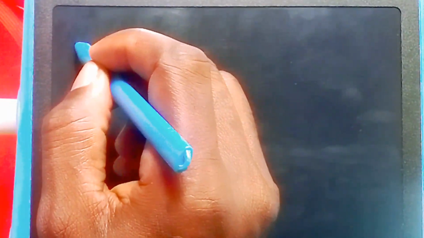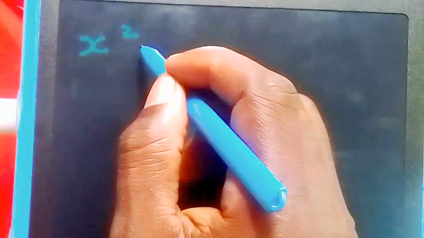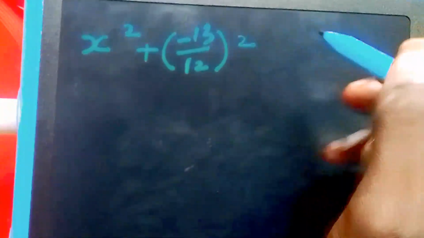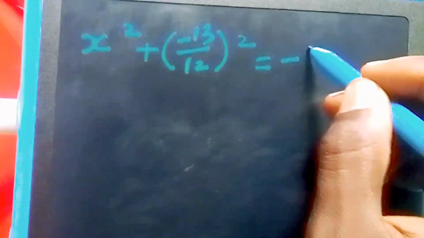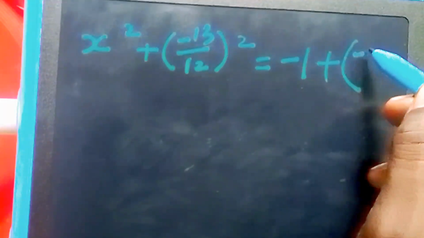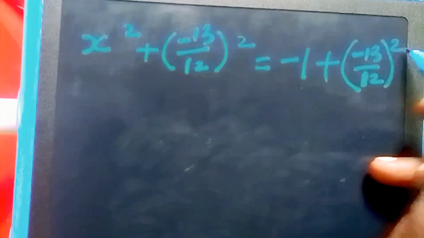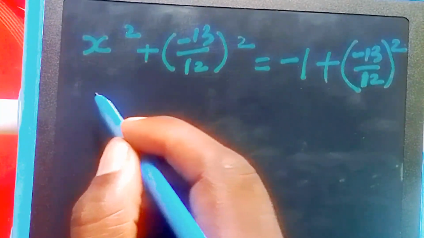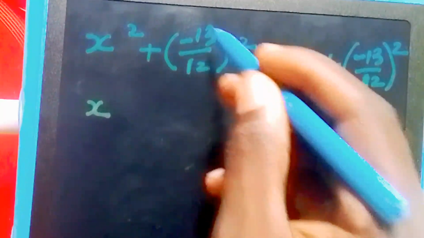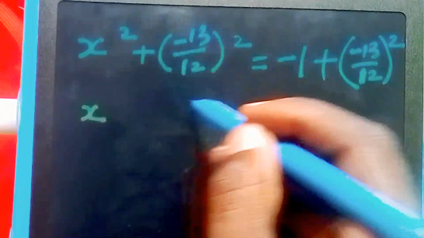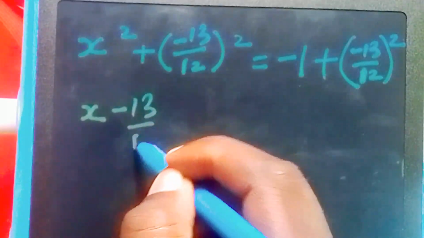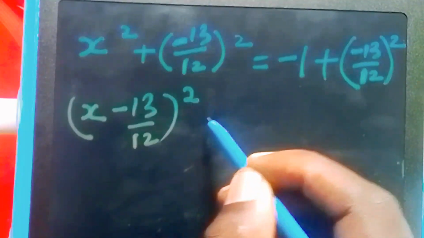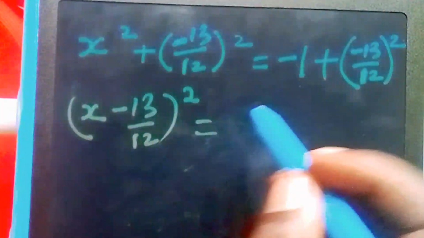So on the first side, we have x squared, and then we are going to add the completing square, which is minus 13 over 12. It also has to be squared, as we have seen. Then on the second side, we have minus 1 plus the completing square, also over 2. So since this is squared, mathematically it is true to take the x, then whatever we have in the bracket under the second square, which is negative 13 over 12. Don't forget the sign, and then we square. So this and that is the same.